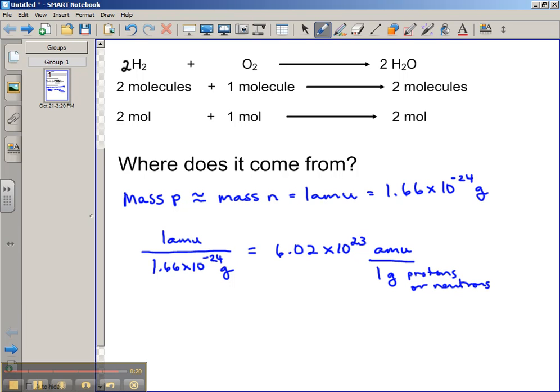So from this, we get a really important relationship. We get 1 mole equals 6.02 times 10 to the 23rd things, but equals the molar mass from the periodic table in grams.